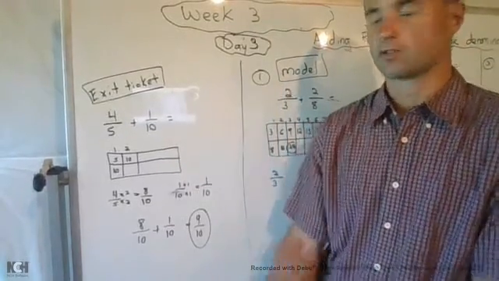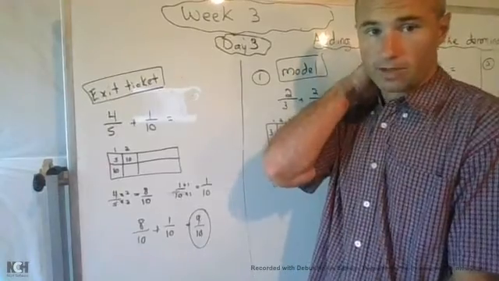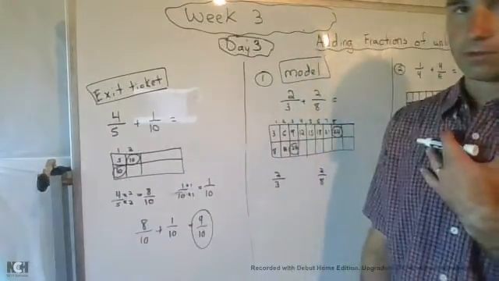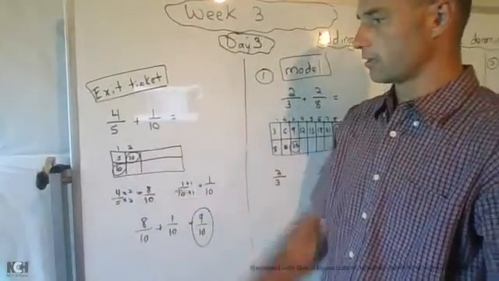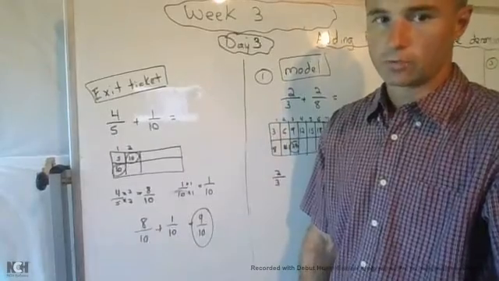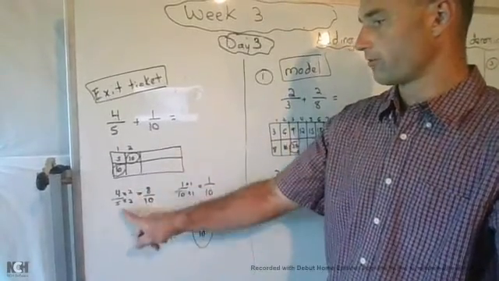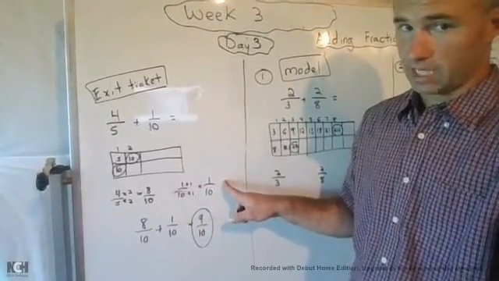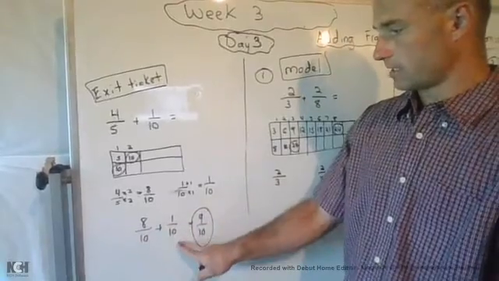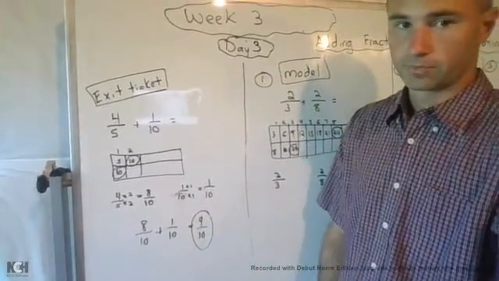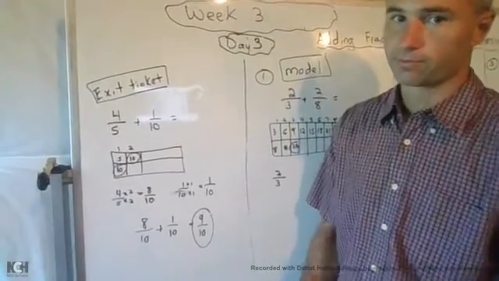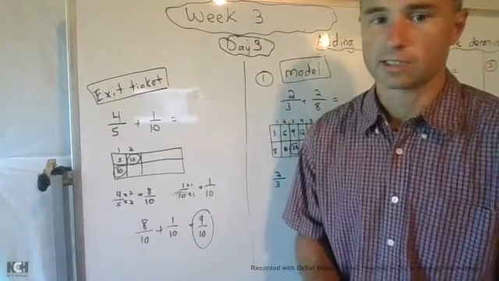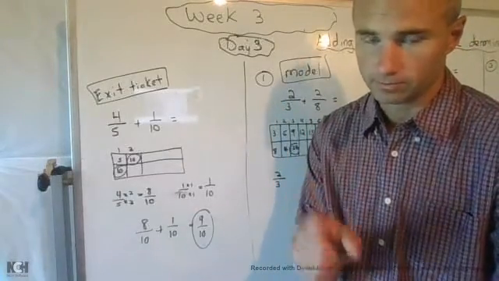Yesterday's exit ticket had the answer of 9/10. You found hopefully the common denominator to be 10. You found 4/5 to be 8/10, and you never changed 1/10. You just kept it. 8/10 plus 1/10 gives you 9/10. And hopefully you didn't try to add the denominators. That's how you got 9/10 as the correct answer. However, if you got 9/20, it's because you added the denominators, which you can't do.